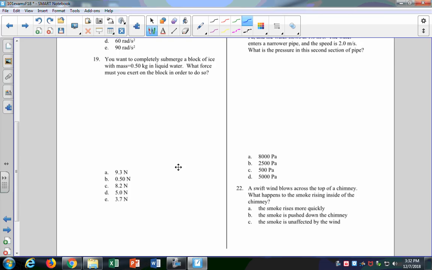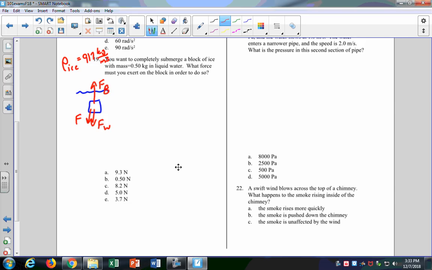So I have this block of ice. I want to submerge it. However, I know that it has a buoyant force. I know that it has a weight. And then I know, in addition, that I will have to apply an additional force. And that's the force that I want to know. Because I know a piece of ice will normally float up at the top with part of it sticking up above the top of the surface. And the reason for that is that the density of ice is equal to 917 kilograms per cubic meter.